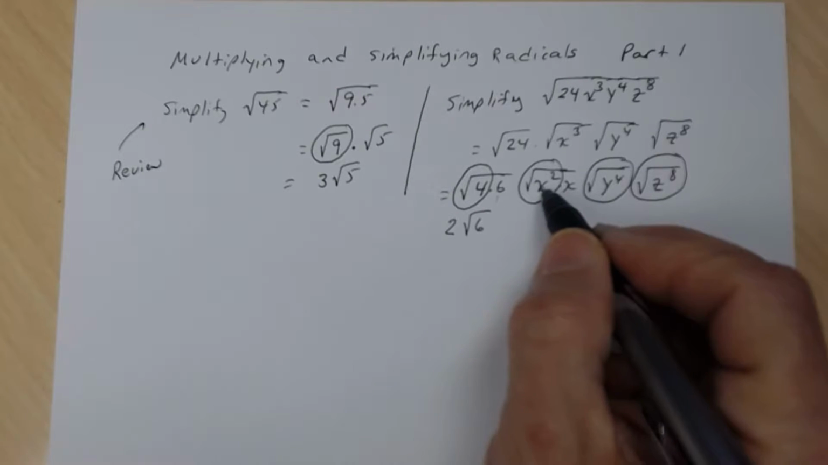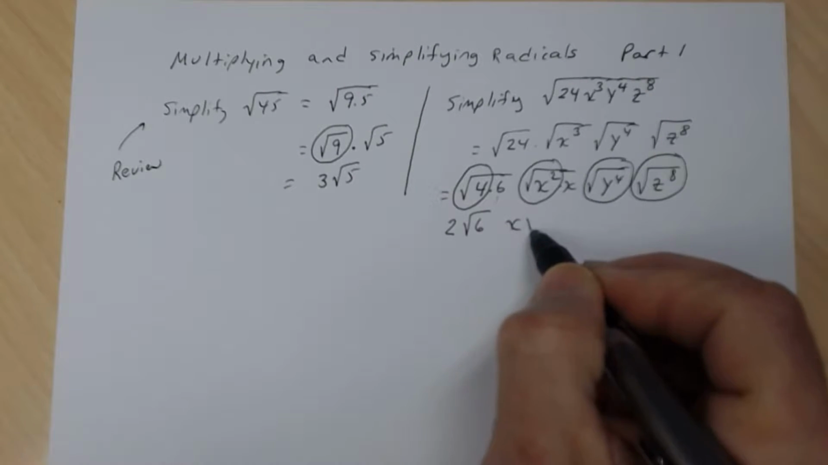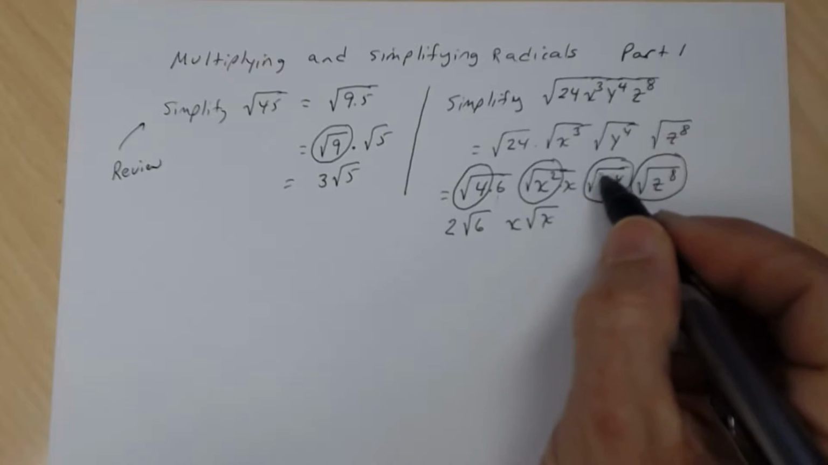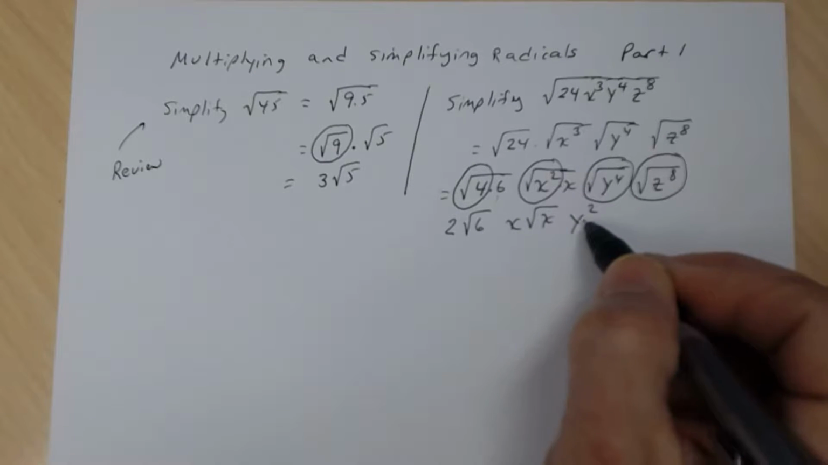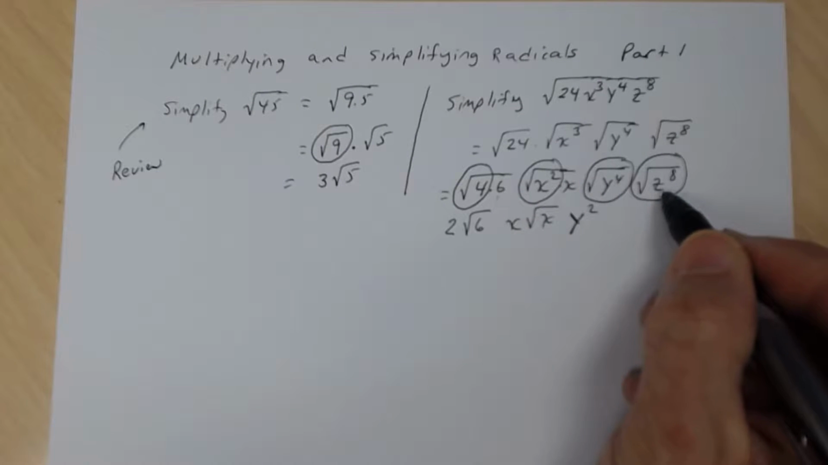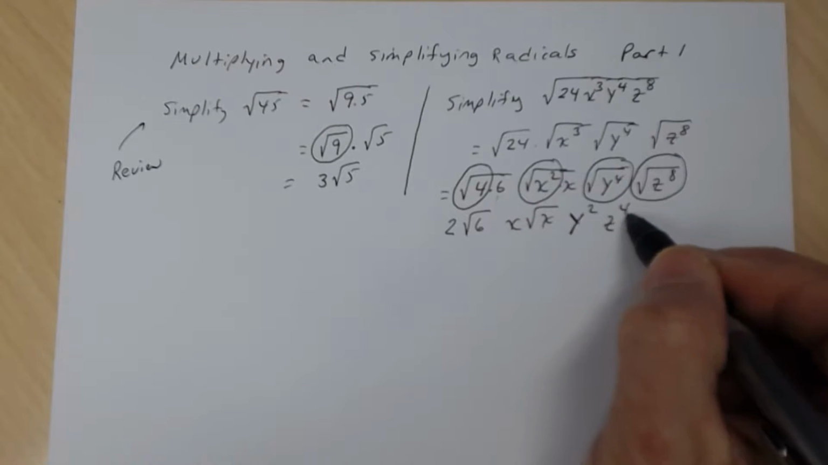The square root of x squared is x, square root of x. The square root of y to the 4th is y squared. And the square root of z to the 8th is z to the 4th.